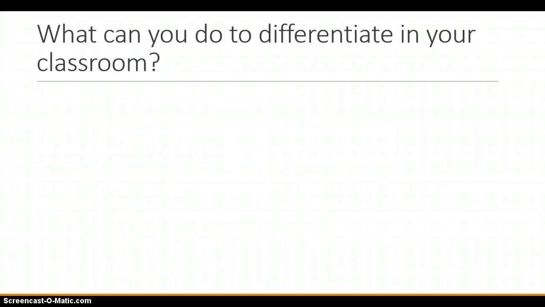So what can you do to differentiate in your classroom? Well, your assignment for your first 2 weeks out in methods is going to be to start looking at the data on your students. And so there is an assignment on Canvas that you're going to be working with, and we'll start with that in your first day out.